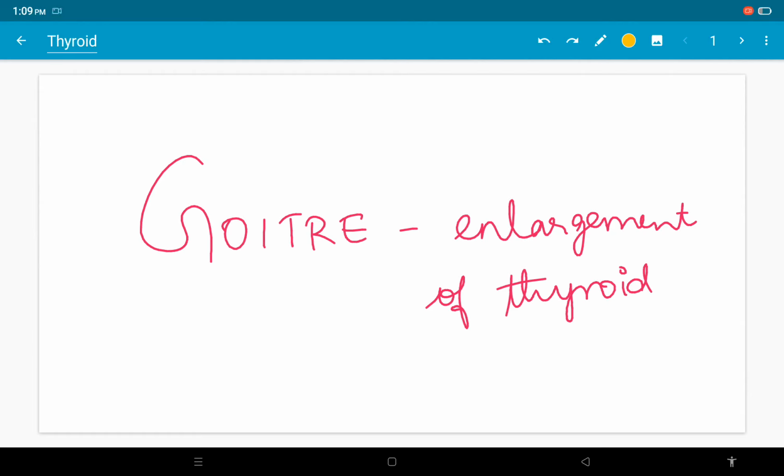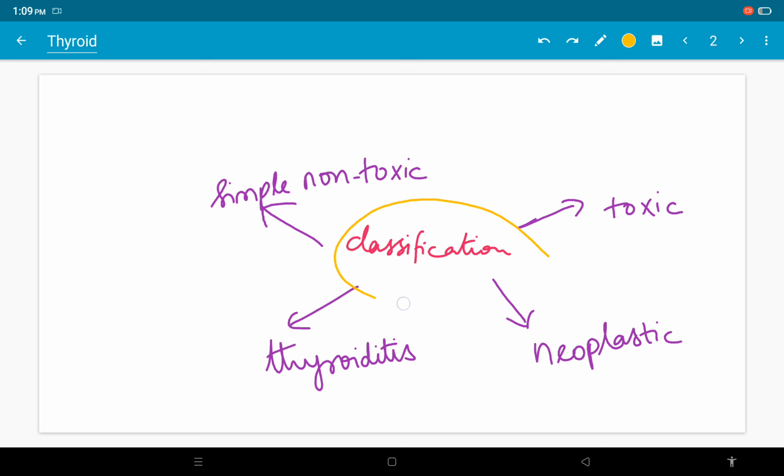In this video, we will see about goiter. Goiter is nothing but enlargement of the thyroid gland. So goiter is classified as simple non-toxic and toxic, both of which are non-neoplastic. It is also classified as neoplastic and thyroiditis.